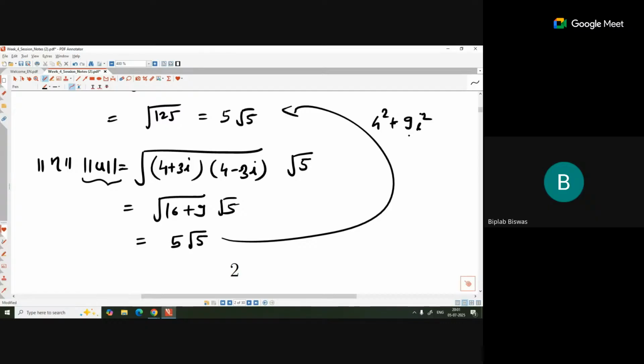And it is in the mod. i square is minus 1, so it will become 16 minus 9, which is 7. No, it should not be a square minus b, because we are taking it in the mod, so it will always give a positive, right? But the formula is different, it is about the conjugate.